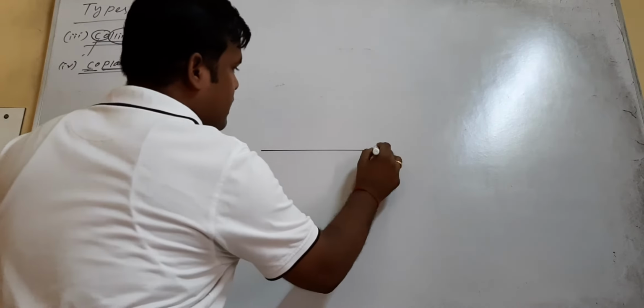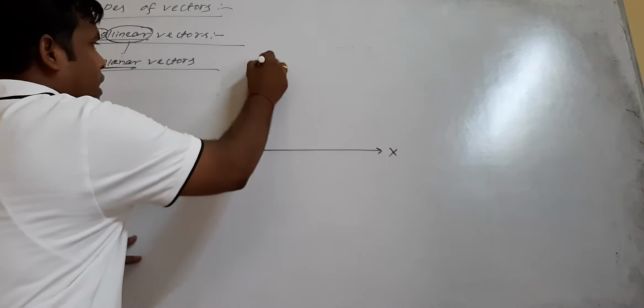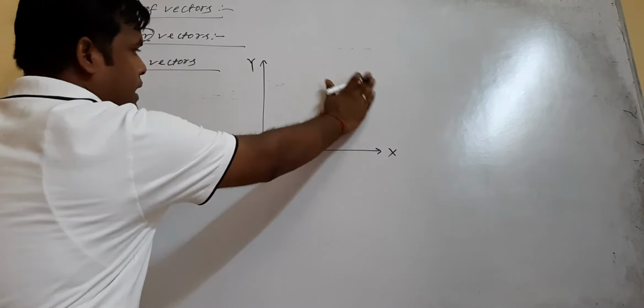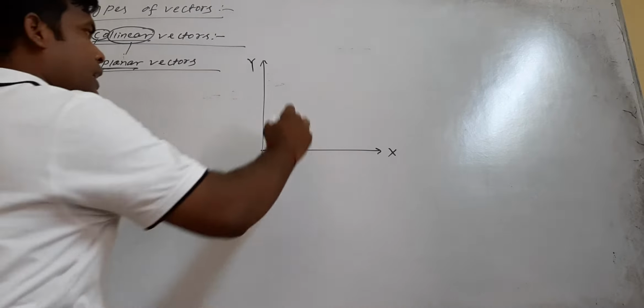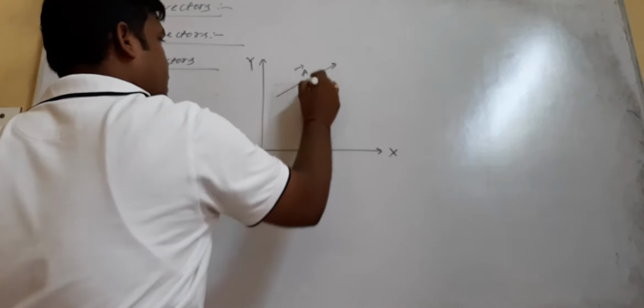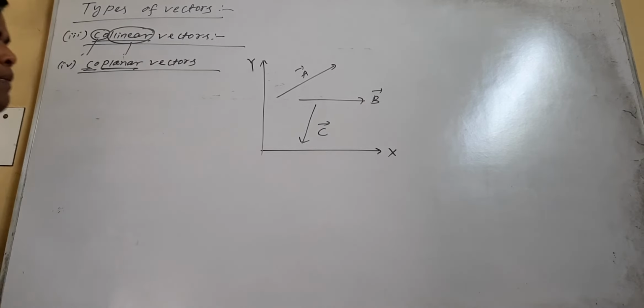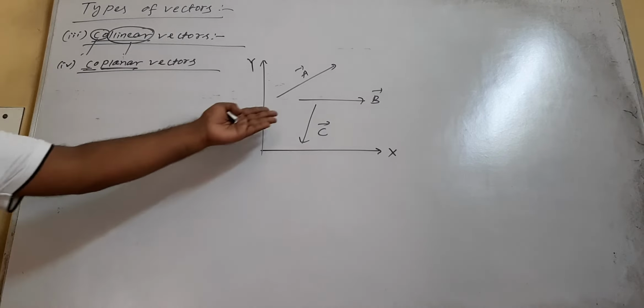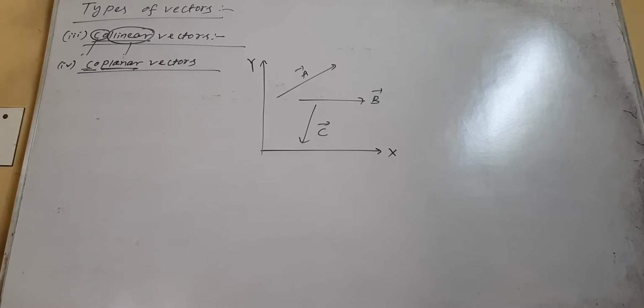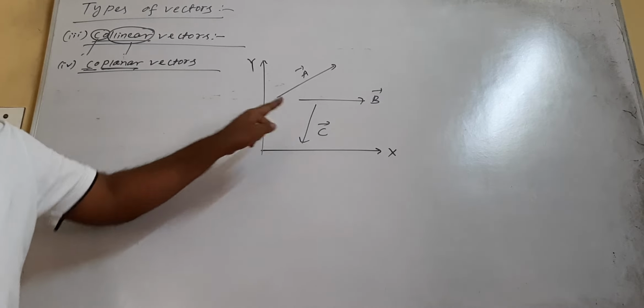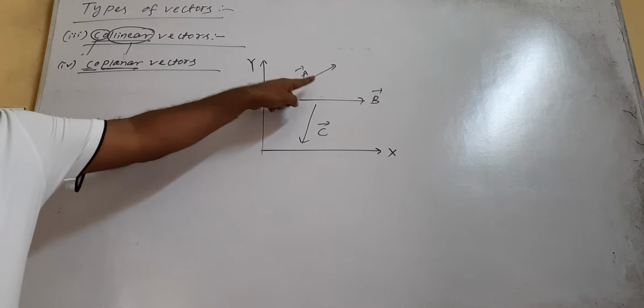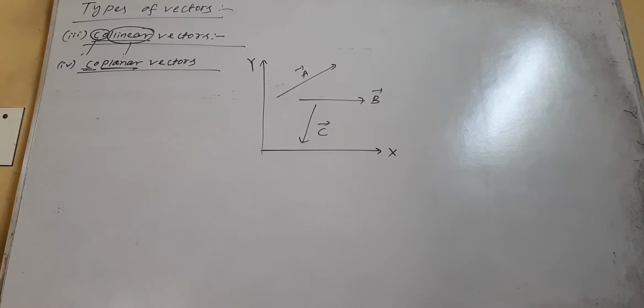Let this be the x-axis, this the y-axis, now it is the xy plane. Any number of vectors in the xy plane can be considered as coplanar vectors, irrespective of their magnitudes and directions. Now A, B, C are three vectors in the xy plane, so these three vectors are considered as coplanar vectors.